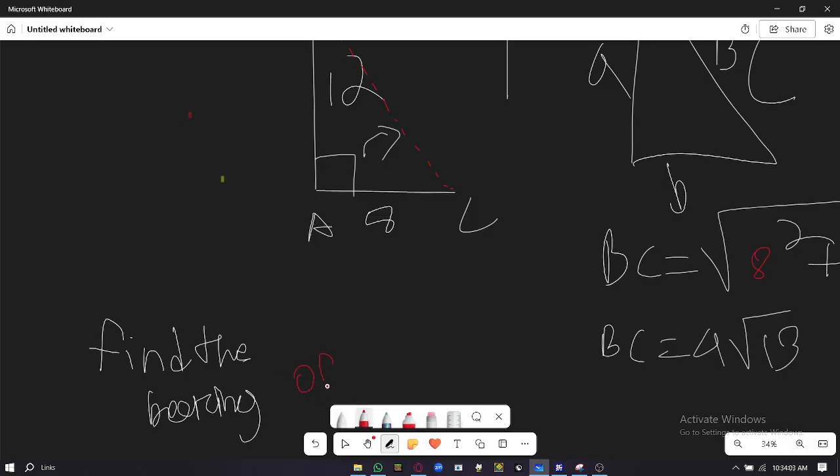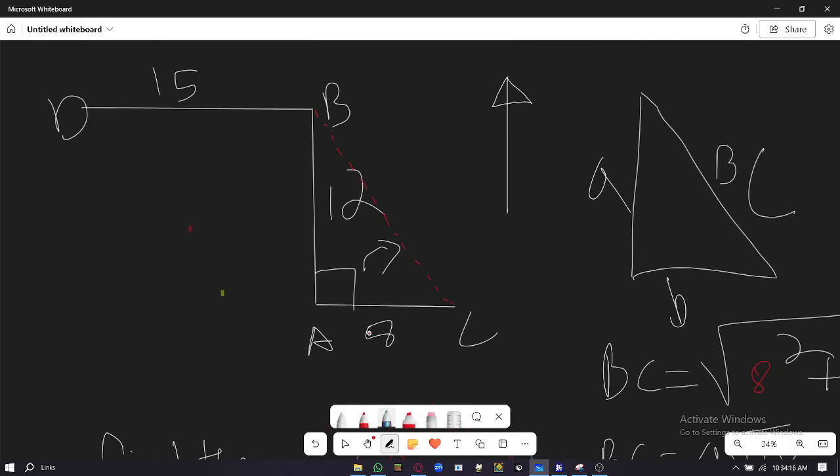of A from D. So what's it saying? It says to find this A from this D, right? Exactly. So what is it? Think of it again.